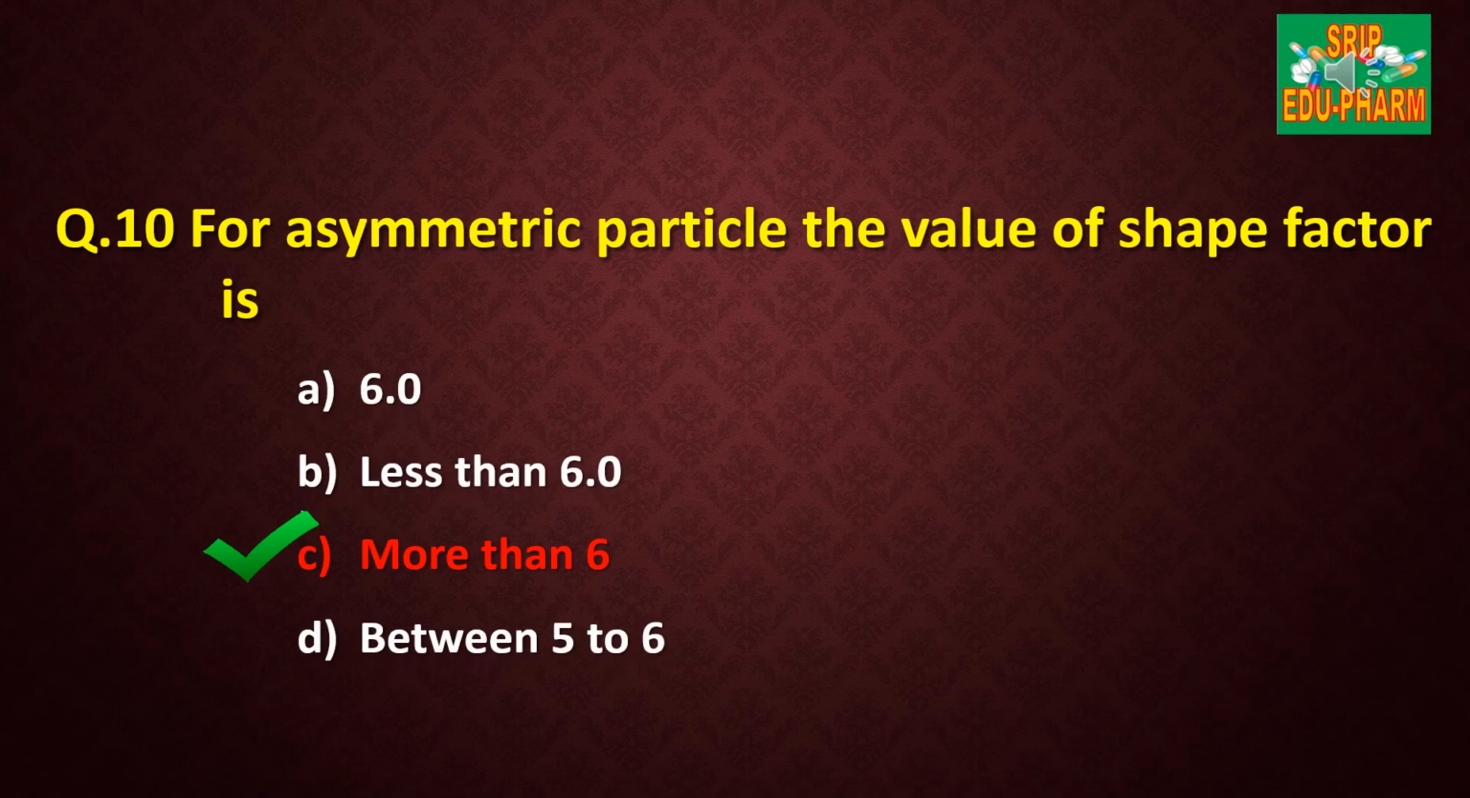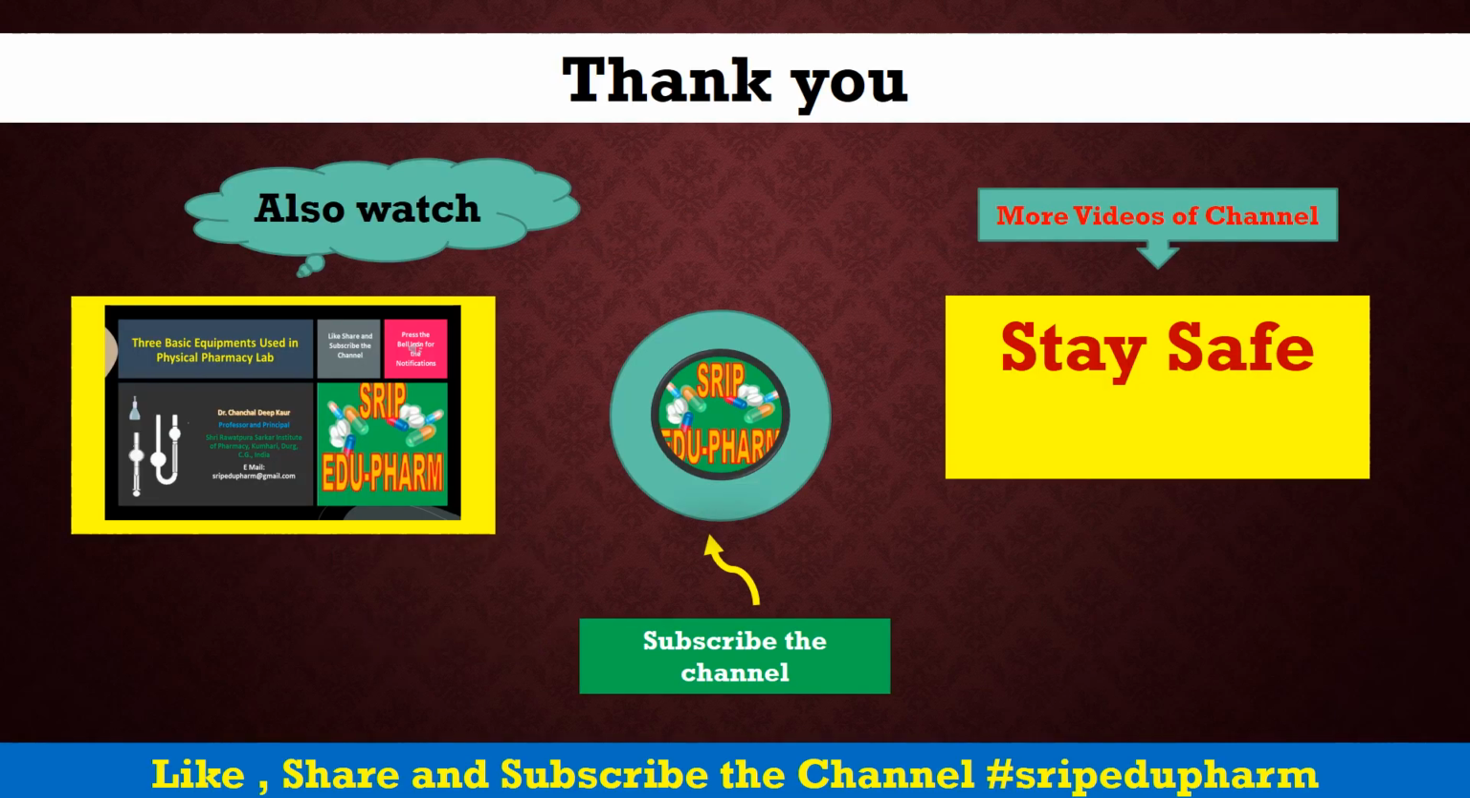This is the last question. For asymmetric particle, the value of shape factor is, see here, for spherical particle, the shape factor comes to be 6. And for more asymmetric particles it will be more than 6. This is the case that we have to remember, so the answer will be C, that is more than 6. So here we come towards the end of our video.